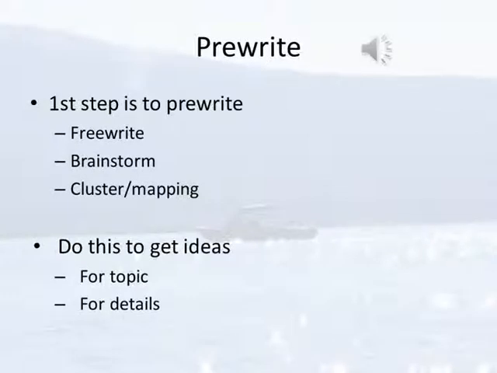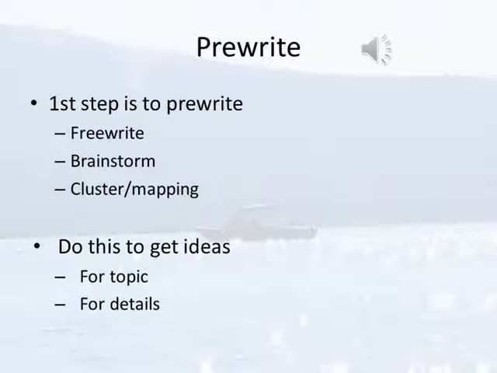The first step to writing any essay is to pre-write. First, pre-write to find a topic. Use the method of pre-writing that you prefer, whether it be free writing, brainstorming, or mapping. After you've decided an event you want to write about, pre-write again for details of the event.